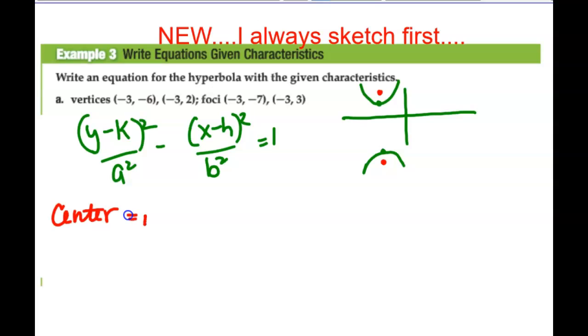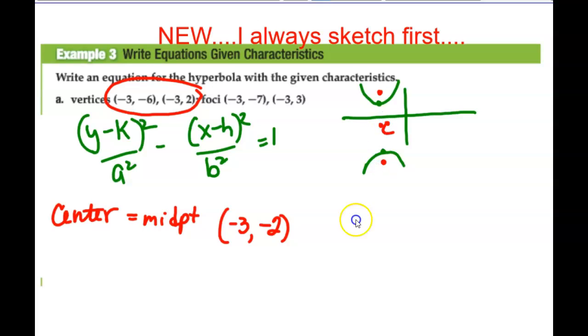The center is the midpoint of either the vertices or the foci, right? So if we -3 for the x, that's true, and -6 plus 2 would be -4, divided by 2 would be -2, so left 3 and down 2 seems like the middle. Okay, so there's the center, that seems okay. So we have a lot already, right? What does the top look like?